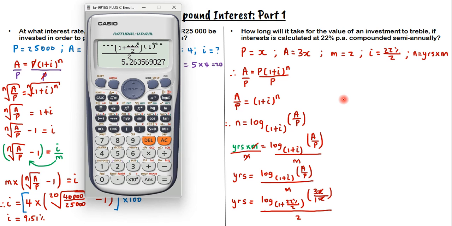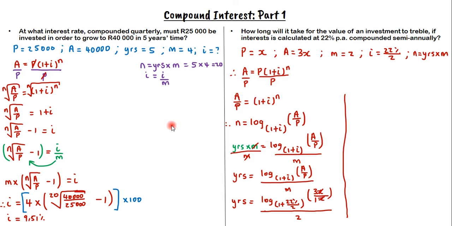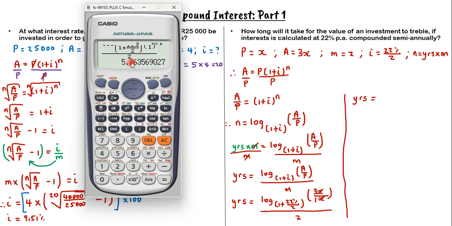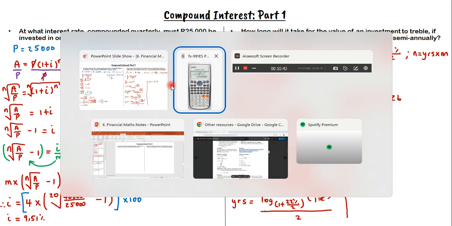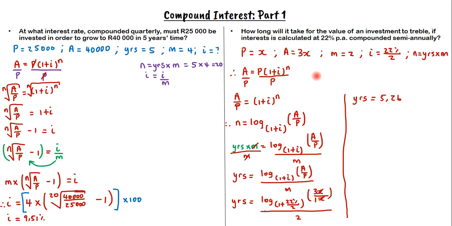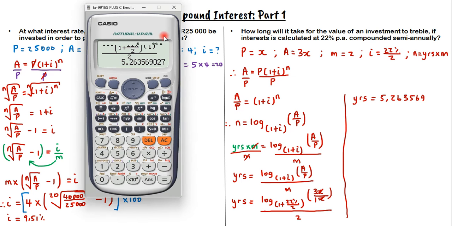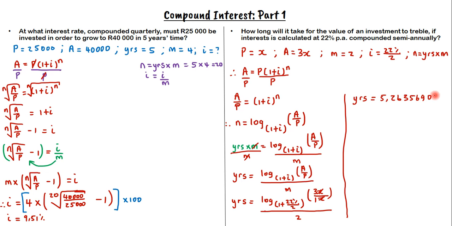So let me just open space here. This means the years equals 5.26359027. Let me just double check that. All right, the first value here tells you that it is exactly 5 years, right? So this is 5 years, but this decimal here tells us that it is something less than that.